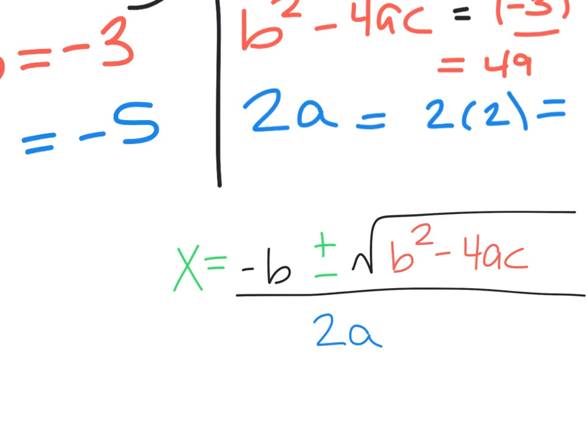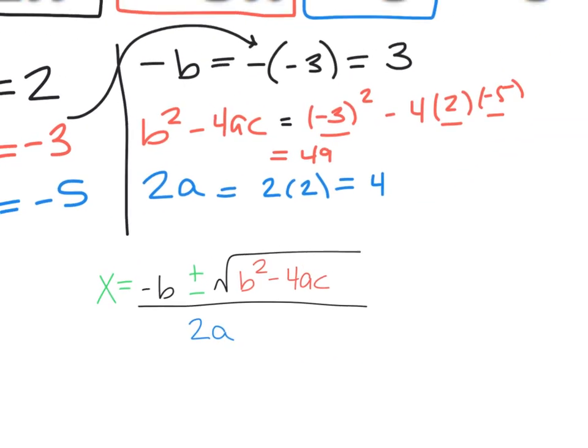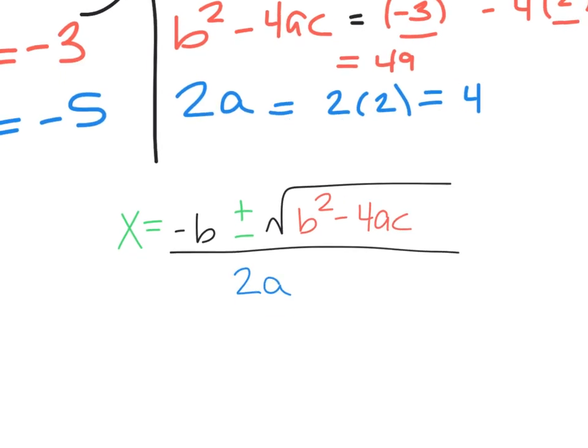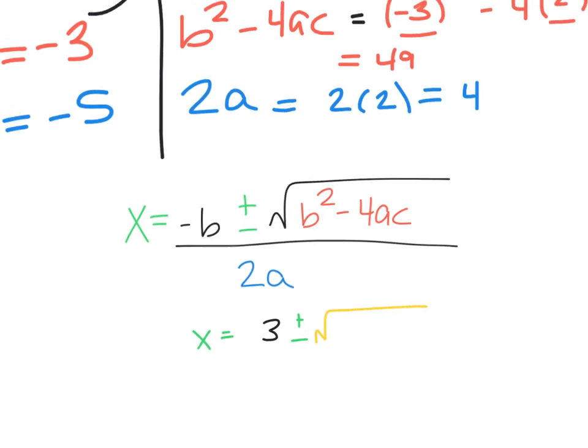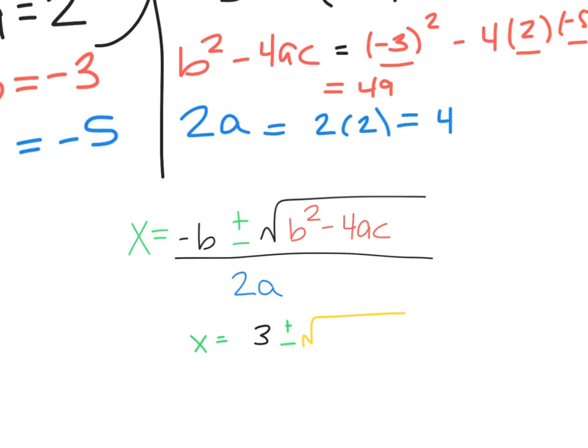We now simply just make our substitutions. We said negative b was actually equal to 3. So I get x equals 3 plus or minus the square root of b squared minus 4ac, which we said was 49, all over 2a, which we said was 4.